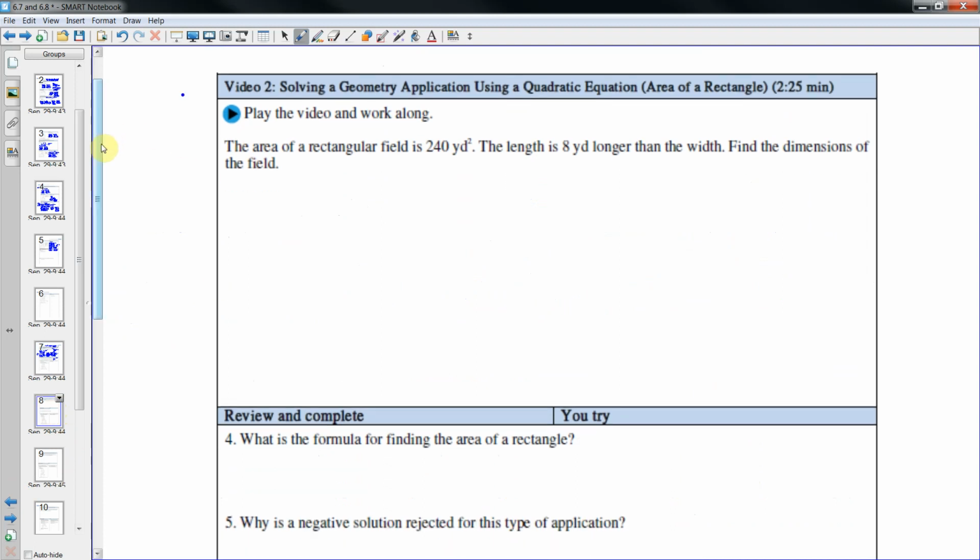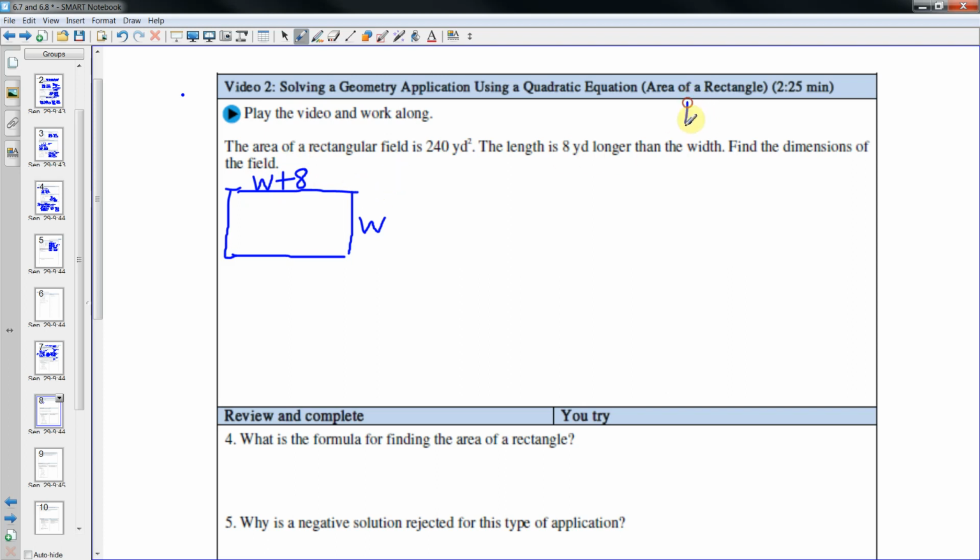So the area of a rectangle is 240 yards. The length is 8 yards longer than the width. Find the dimensions of the field. Anytime I'm given a problem like this where I can draw a picture, I'm going to draw a picture. So there's my rectangular field. I know that my length is 8 yards longer than the width. I don't know anything about the width, so I'm going to let it be W. And the length is 8 longer than the width, so that would be W plus 8.